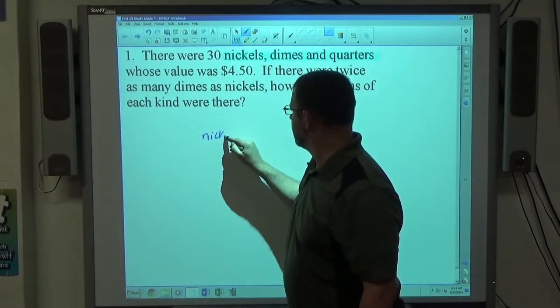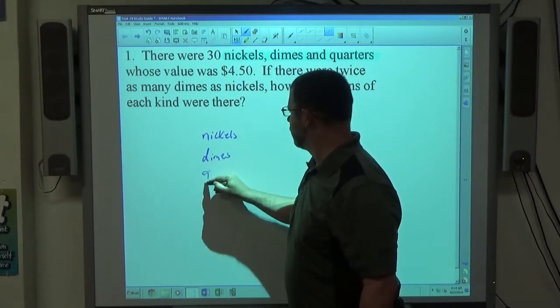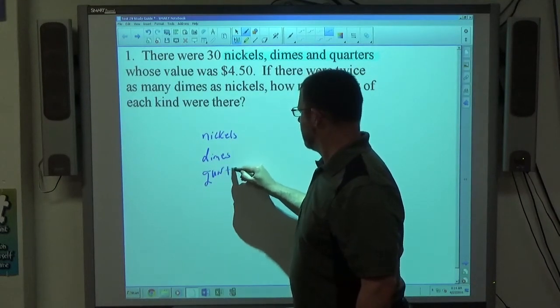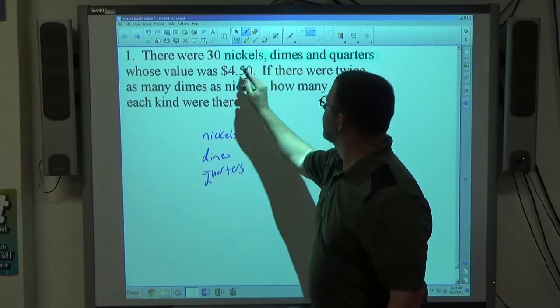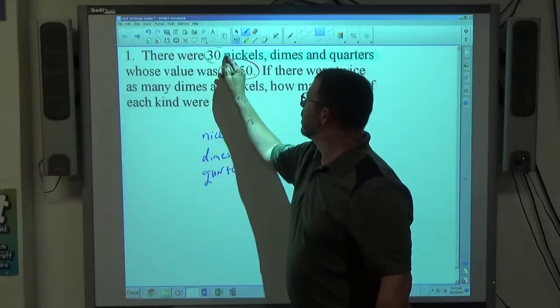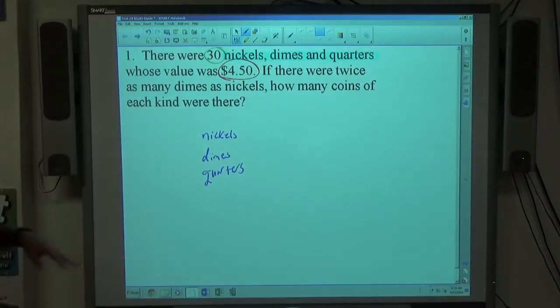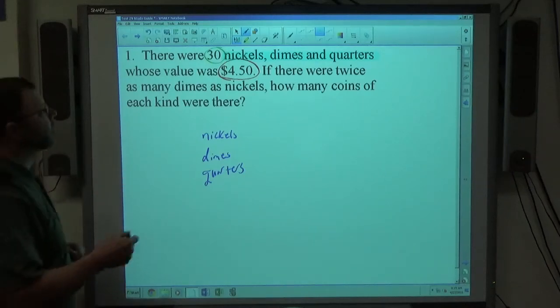Nickels, dimes, quarters. One of the facts they've given us is how much money we have. The other fact they've given us is how many there are. So each fact is going to help us create an equation. Since we have 3 unknowns, we have to make 3 equations.